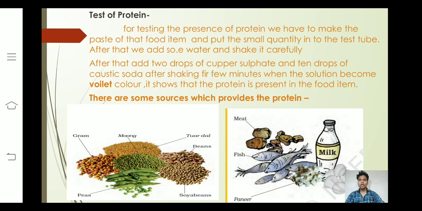Friends, here are two figures where the sources of protein are given. The first one is the vegetable or plant source and the second one is the animal source. For protein from plant sources, what do we use? We use gram, moong, tur dal, beans, soya bean, peas, etc. And in animal products, what do we use? We use meat, fish, paneer, milk, egg, etc.